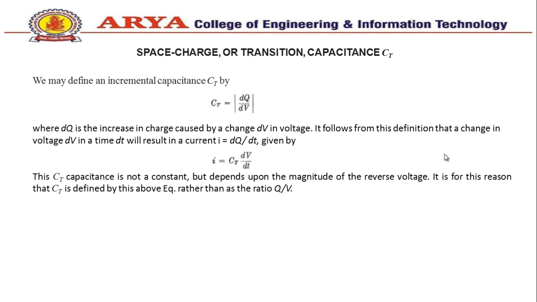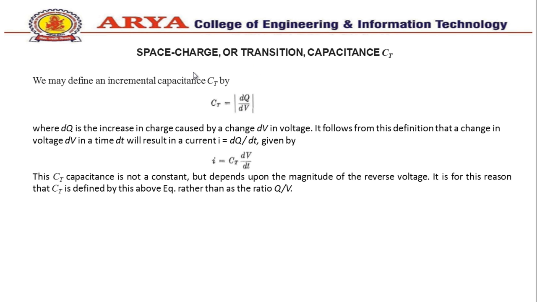If we talk about a reverse bias, which causes majority carriers to move away from the junction, thereby uncovering more immovable charges, the thickness of the space charge layer at the junction increases with reverse voltage. This increase in uncovered charge with applied voltage may be considered a capacitance effect. We can define an incremental capacitance CT by CT equal to dq upon dV, where dq is the increase in charge caused by change dV in the voltage.